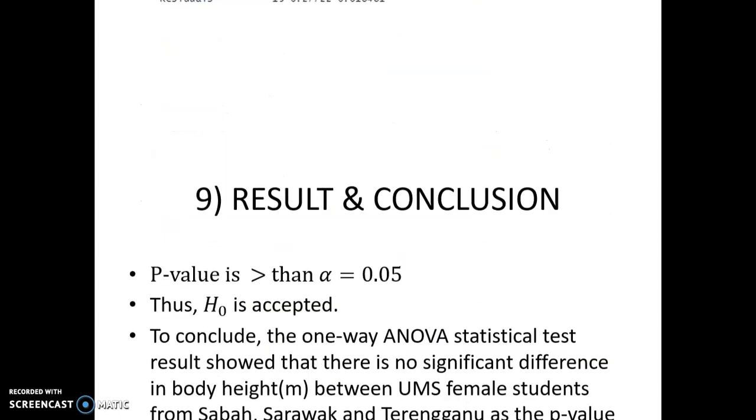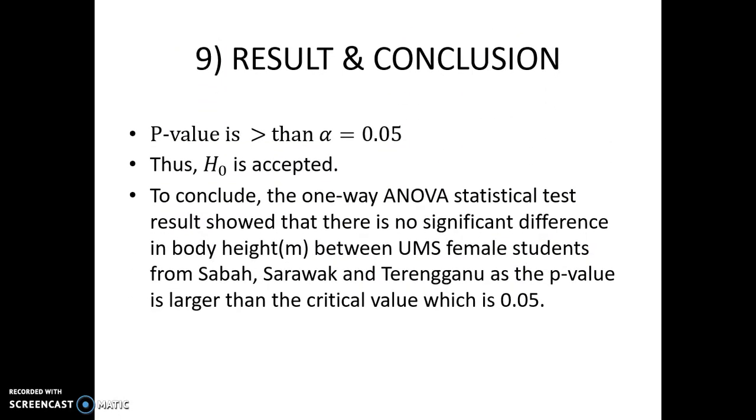So to conclude, the one-way ANOVA statistical test result showed that there is no significant difference in body height in meters between UMS female students from Sabah, Sarawak, and Terengganu, as the p-value is larger than the critical value, which is 0.05. And that's all.